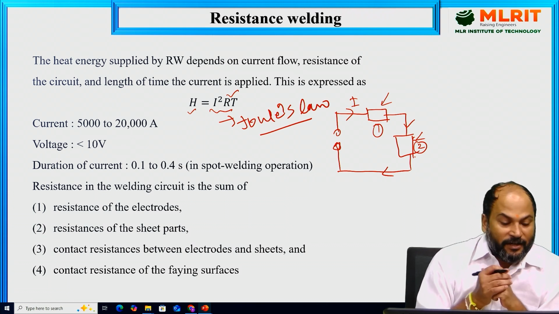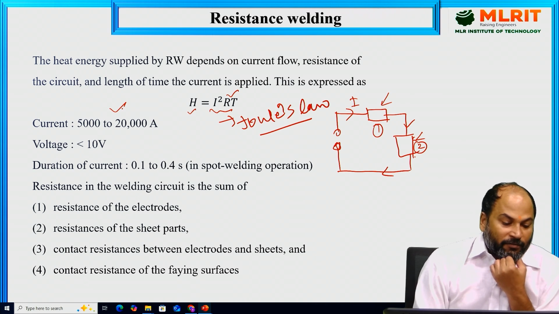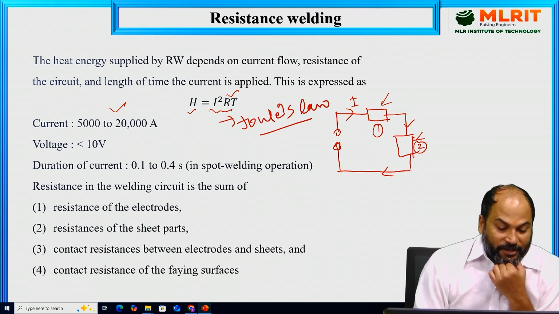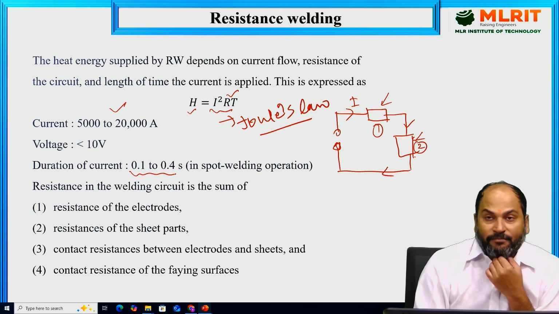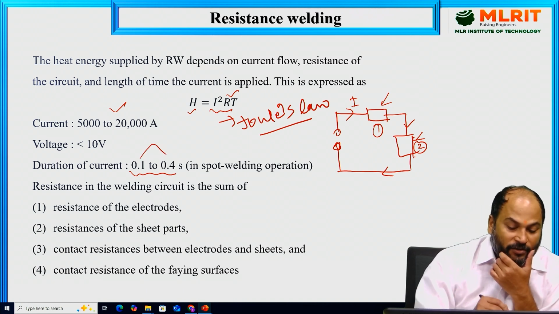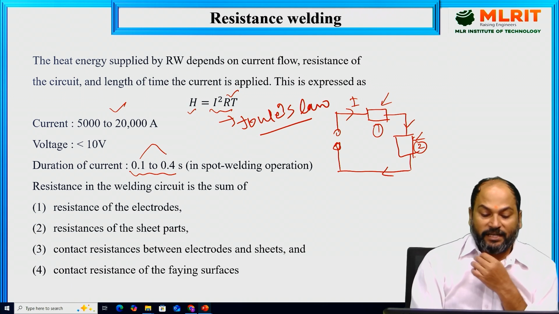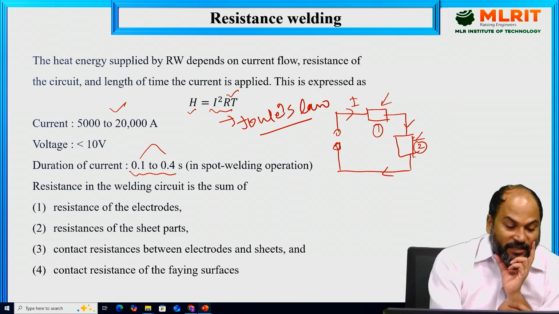Generally the current value is kept between 5000 to 20000 ampere. Voltage is kept below 10 volts, and this is a very important thing to consider. The time is very short, generally between 0.1 to 0.4 second in spot welding. Okay, so this is very important. These are the three parameters.